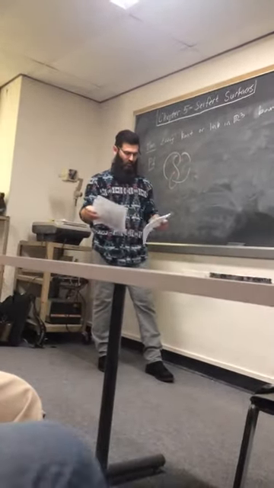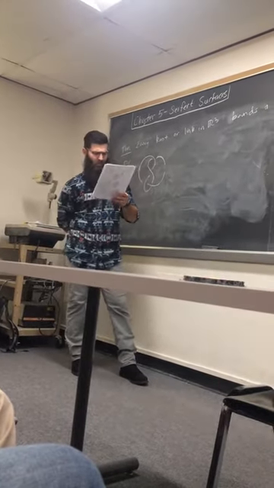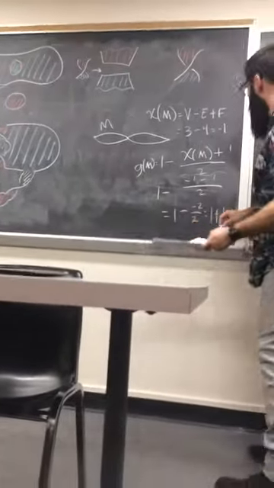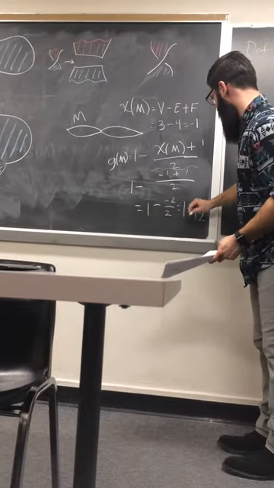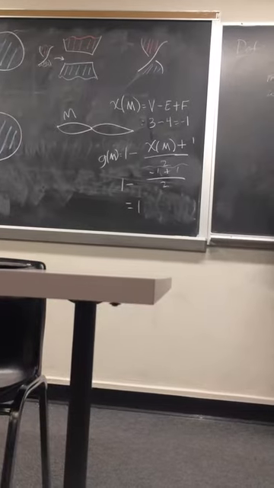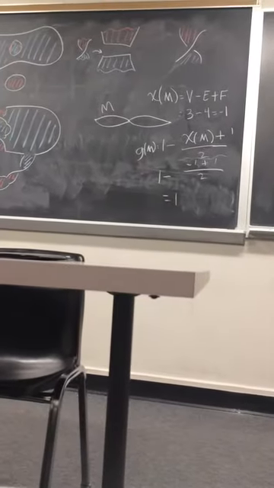In the formula, I think it should be Euler characteristic plus 1. I think you were correct. Oh, yeah. This is a plus here. We get 0. There we go. So it is actually a torus, with one boundary. I apologize. All right. Keep track of your signs.